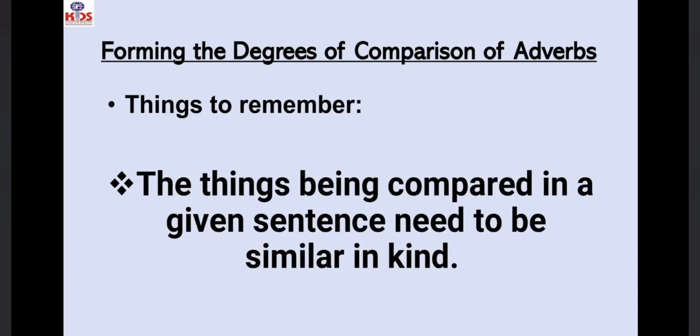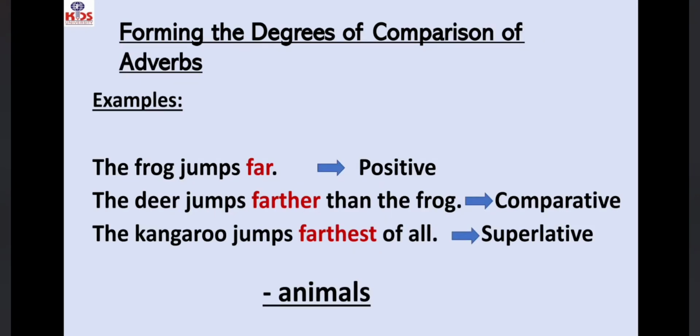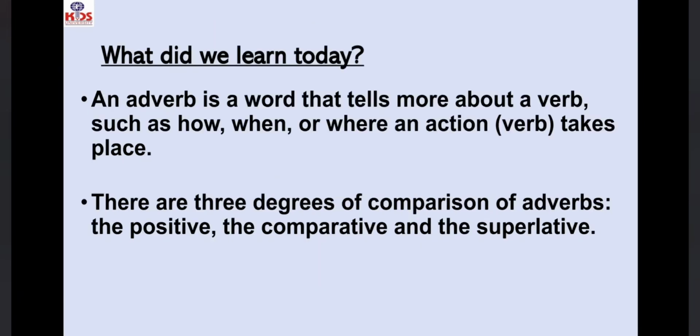The second point to keep in mind is that the things being compared in a given sentence need to be similar in kind. Look at the following examples again. We can see in the sentences that the distance that the animals can jump has been compared.